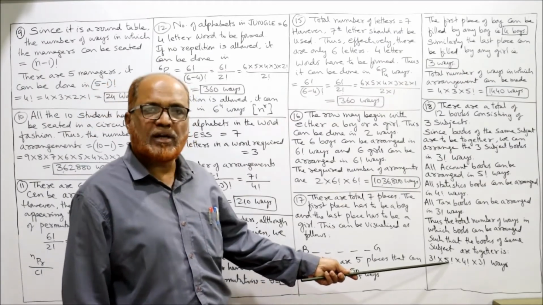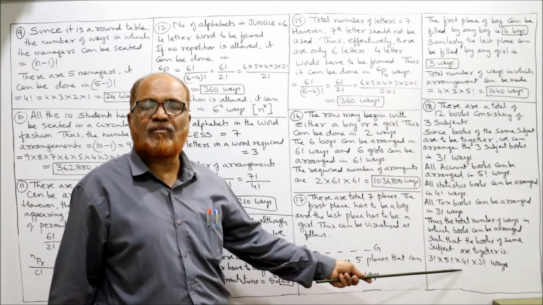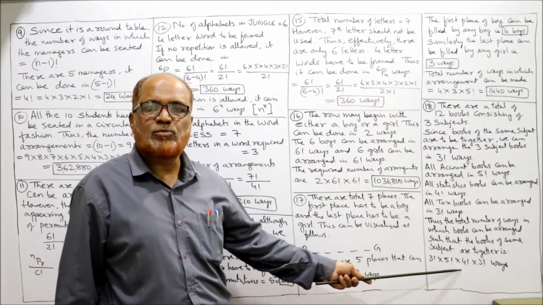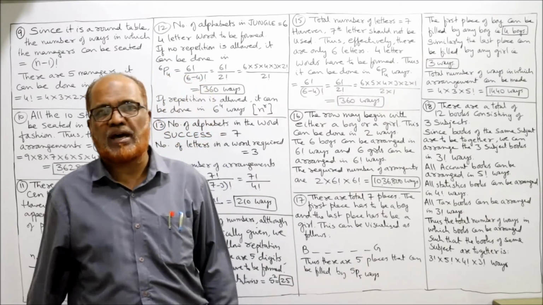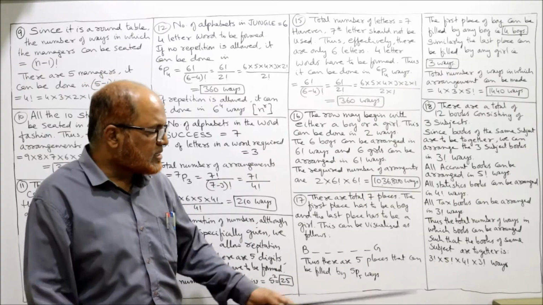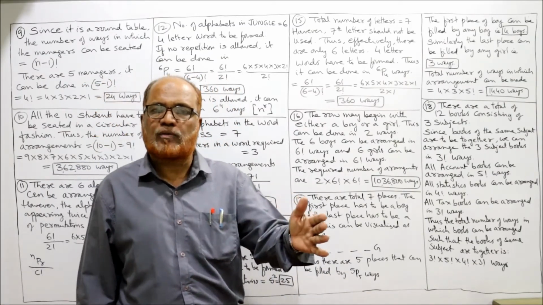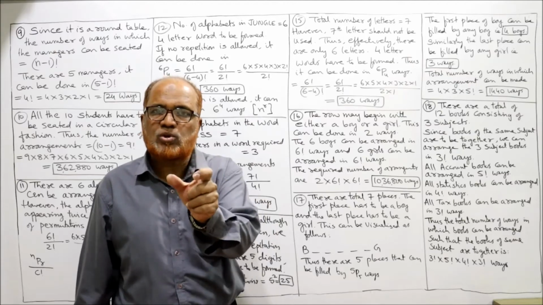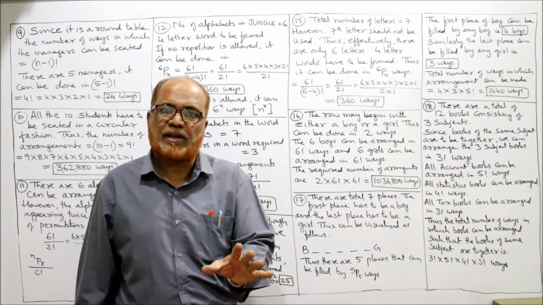Then 5 factorial is the number of ways in which account books can be arranged, 4 factorial is the number of ways in which statistics books can be arranged, and 3 factorial is the number of ways in which tax books can be arranged. So these are the total number of ways we can arrange all the 12 books in such a way that all the books of each subject are at one place.